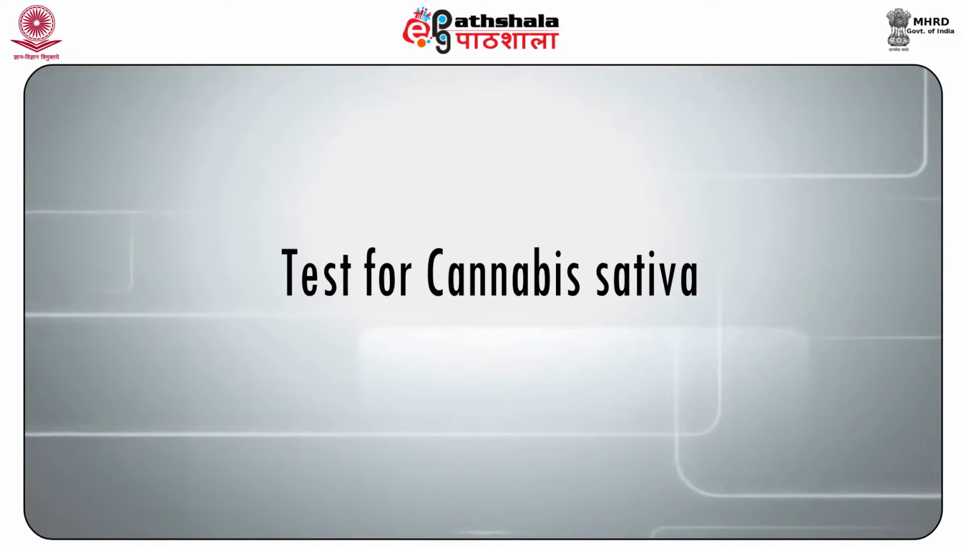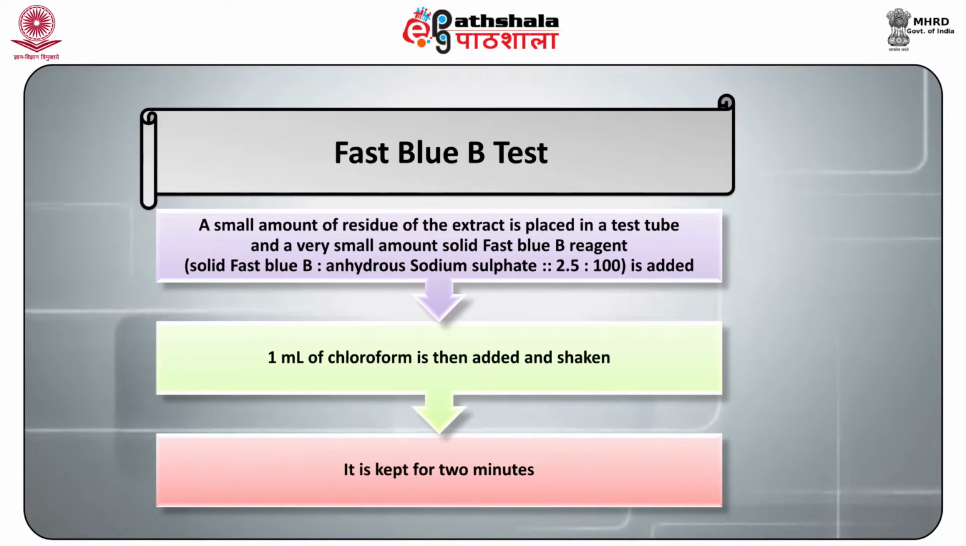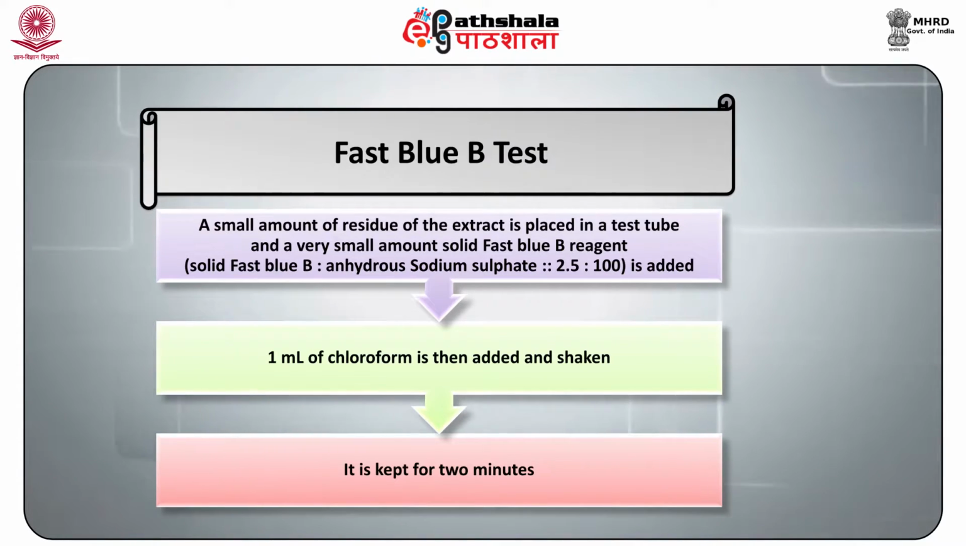Next, we will study about the test for cannabis sativa, starting with fast blue B test. A small amount of residue of the extract is placed in a test tube and a very small amount of solid fast blue B reagent, that is the solid fast blue B mixed with anhydrous sodium sulfate in the ratio of 2.5:100, is added. 1 ml of chloroform is then added and shaken. It is kept for 2 minutes and the chloroform layer becomes purple red in color.